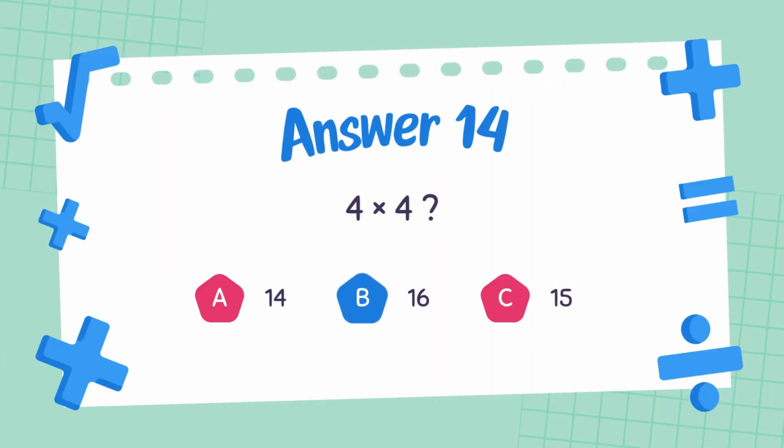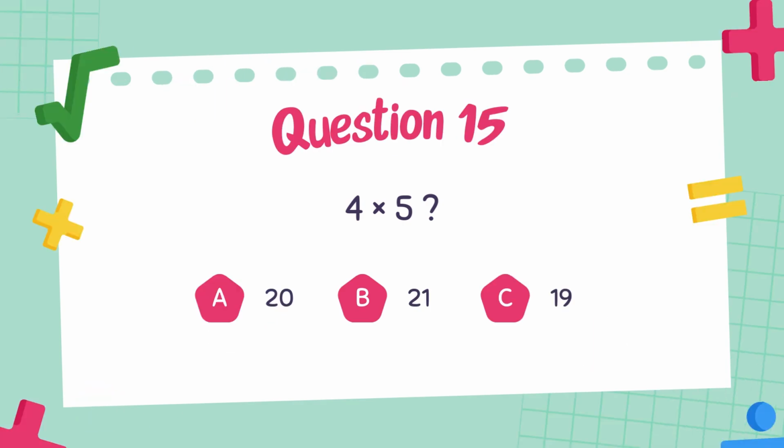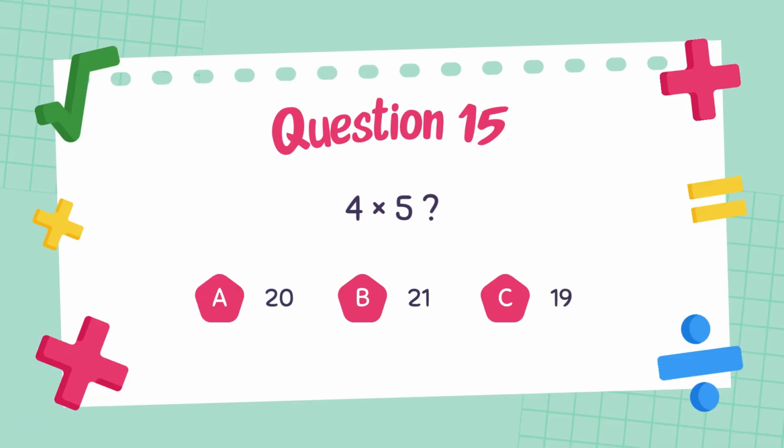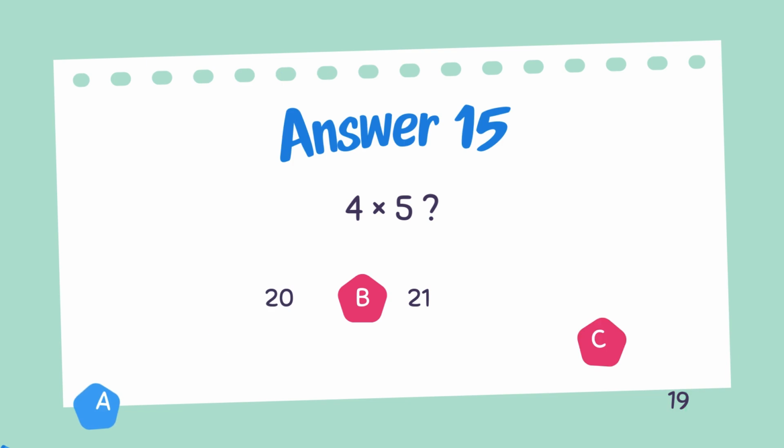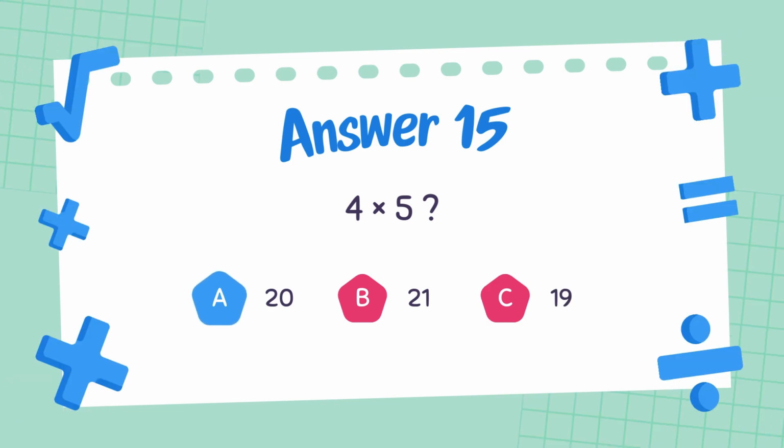Amazing. Question 15. What is 4 times 5? Is it A, 20, B, 21, or C, 19? The answer is A, 20.